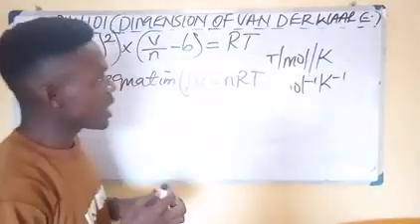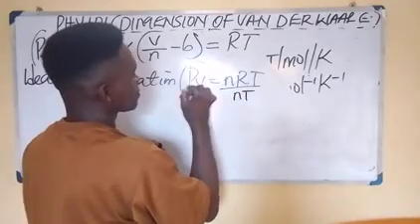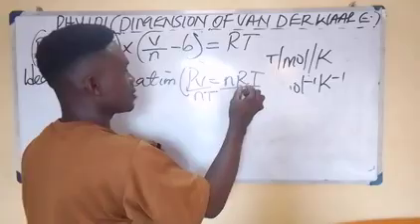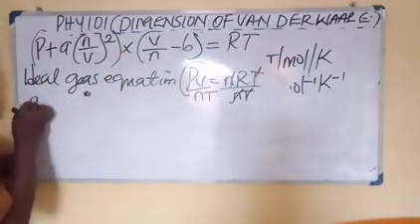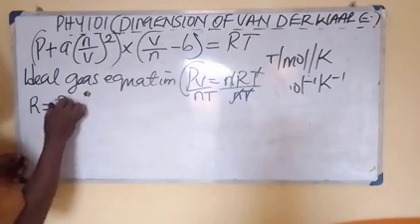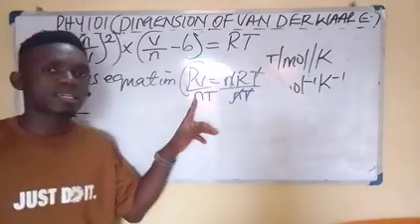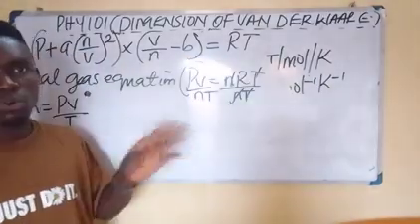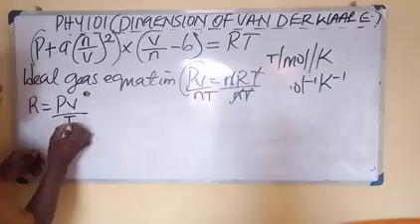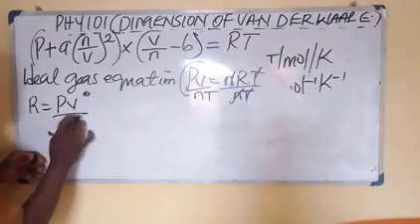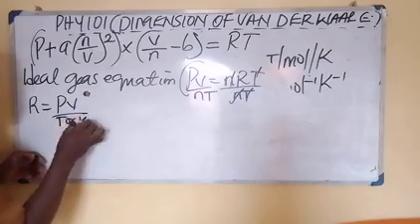Take note of that. We are making R the subject of the formula, so we divide both sides by nT, n going to n and T going to T. I don't have n, and R is PV over T. Please, the n is to be neglected. The n in this case is not going to be used. Please take note of that. And please don't forget that this T here is in Kelvin, K.